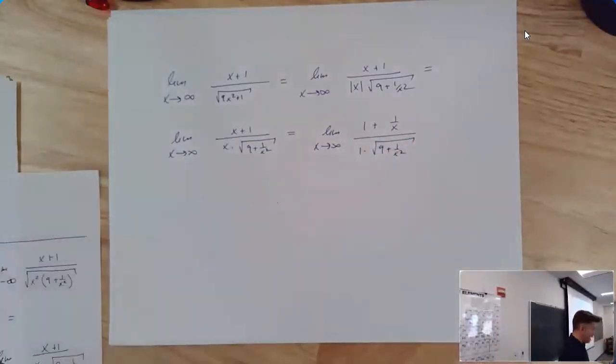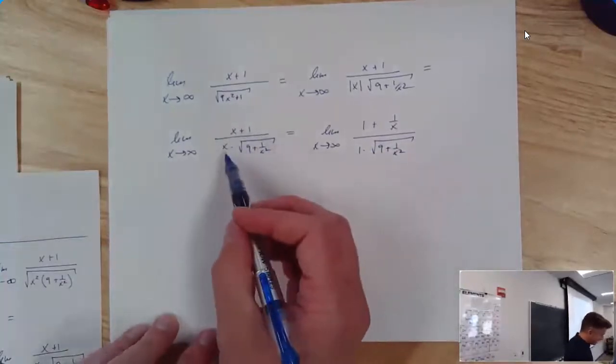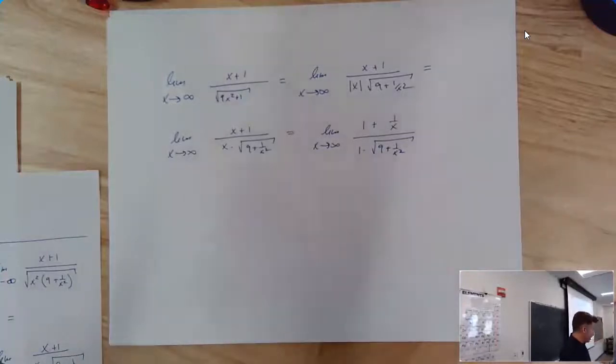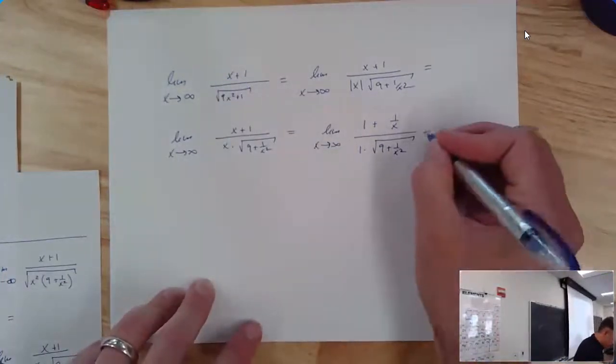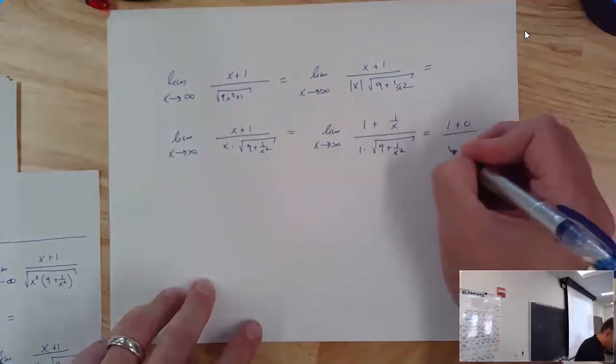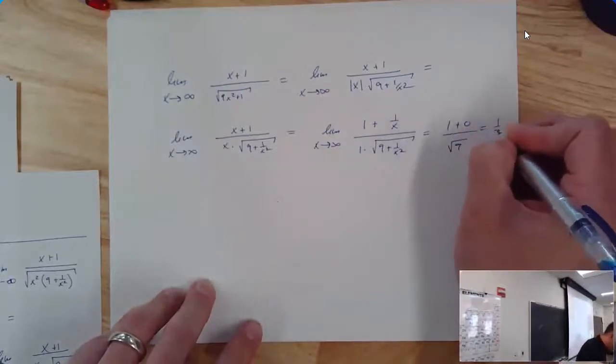I will point out, I am actually dividing everything by x, right? When you divide this denominator by x, since it's a product of two things, you don't divide each factor by x. You just divide the whole thing by x and then cancel one of the x. Whereas if you have the sum of things, then you have to divide each thing by x. And then that's going to be 1 plus 0 over the square root of 9, which is positive 1/3.